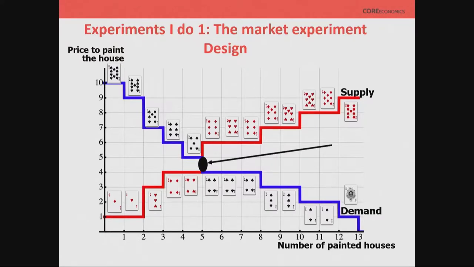So the experiments that I do, which is the third part. The first experiment that I do in class, on the first day of class, before they do anything, is the market experiment. This is a way to represent the market. You give students cards. Black cards represent demand, red cards represent supply. Each student has a card with a number. So if you're a supplier and your card has a 1, this means that your cost of producing the good is 1. Only you know the card. No one else sees it. Same thing for the buyers and their demand. So a 6 means the maximum value that you're prepared to pay for the good.